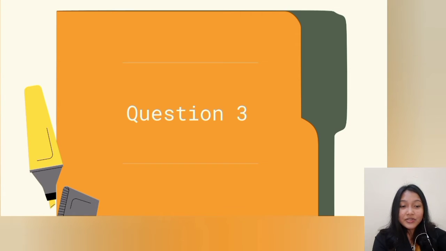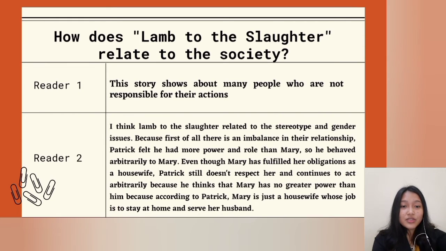And then the third question is, how does Lamb to the Slaughter relate to society? The first reader answer is, this story shows many people who are not responsible for their actions. And the second reader answer is, I think Lamb to the Slaughter relates to stereotype and gender issues. Because first of all, there is an imbalance in the relationship. Patrick felt he had more power and role than Mary, so he behaved arbitrarily to Mary. Even though Mary has fulfilled her obligation as a housewife, Patrick still doesn't respect her and continues to act arbitrarily because he thinks that Mary has no greater power than him, because according to Patrick, Mary is just a housewife whose job is to stay at home and serve her husband.